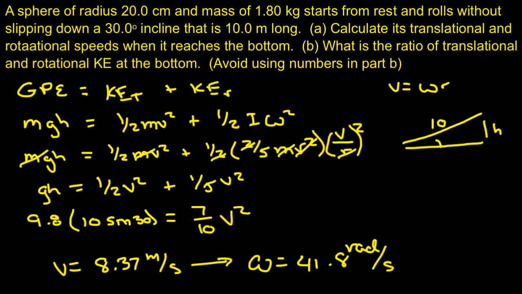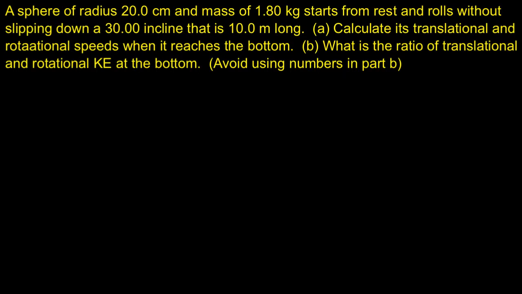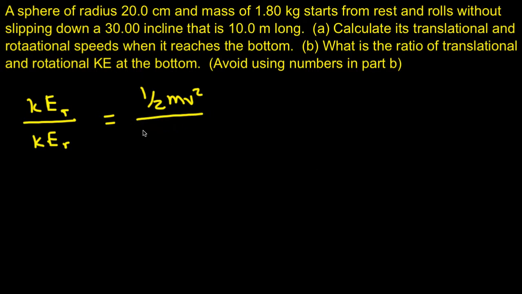So now we're going to go on to part B. Part B asks us to find the ratio of the kinetic energies without using any numbers. So we'll start with our kinetic energy translational, KET, and we'll compare that to our KE rotational. So we'll put our equations in here: 1/2 mv squared divided by our equation for the rotational, which will be 1/2 times 2/5 m r squared times v over r, squared.